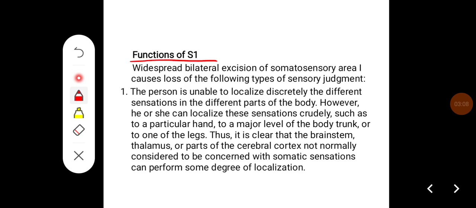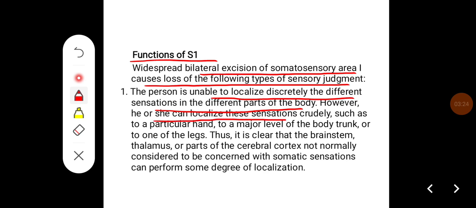Functions of S1, that is, the parietal cortex. Widespread bilateral excision of somatosensory area 1 causes loss of the following types of sensory judgment. The person is unable to localize discretely the different sensations in the body parts. However, he or she can localize these sensations crudely, such as to a particular hand, to a major level of the body trunk, or to one of the legs.